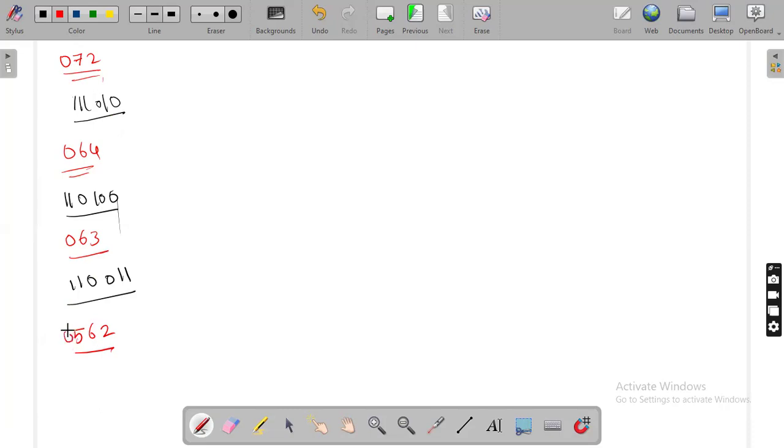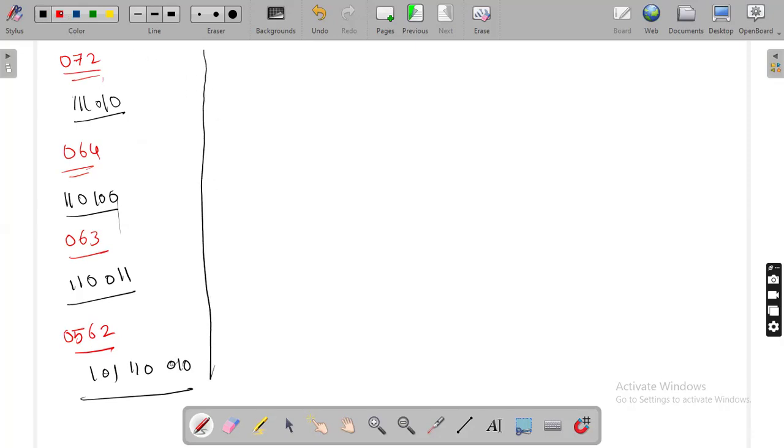So now, how to write binary for octal 562? If it is octal, then how to write the binary? What is the style of octal for representing its binary? Each digit represents 3 bits. So what we have to do now? Write each digit in 3 bits format: 5 is 1, 0, 1, 6 is 1, 1, 0, 2 is 0, 1, 0. So this is the binary for octal 562. Getting my point?